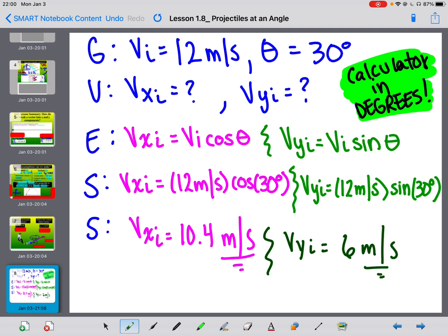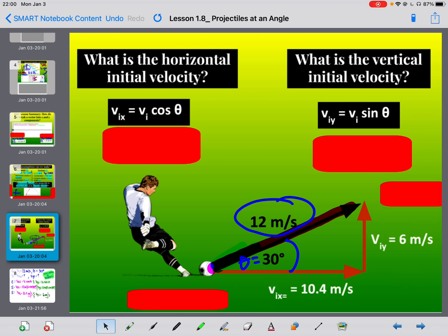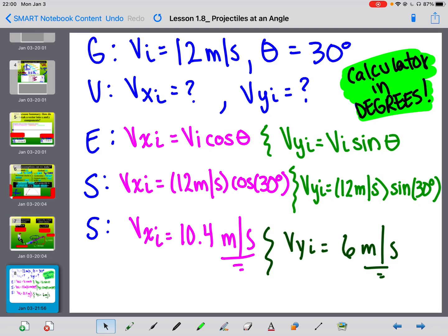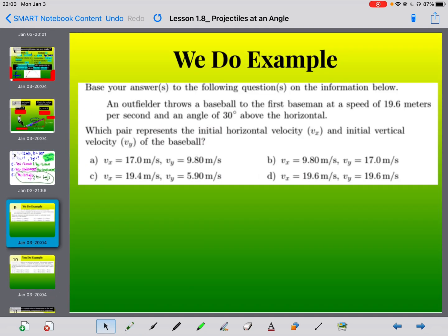If we go back to our lovely diagram and I pull away these squares, you will see that my answers do match up with what we just did in terms of the math. I will circle these. That's your final answer. So now let's work on the we do example.